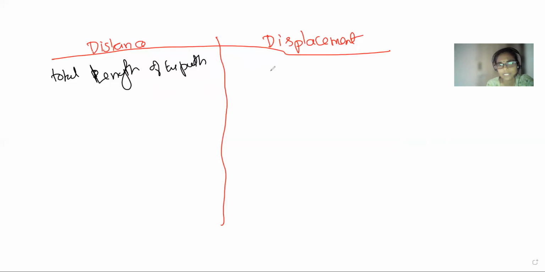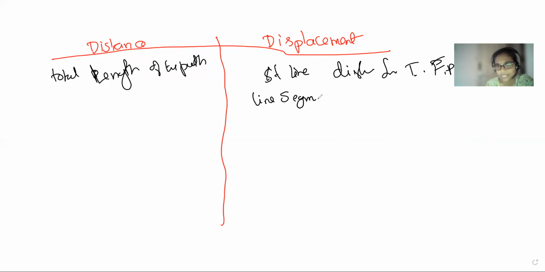But displacement is a straight line distance from the initial point to the final point. So this is what we call the displacement, or it is a line segment from the initial to the final point. Hope it is clear, children. Distance and displacement, this is the only difference.